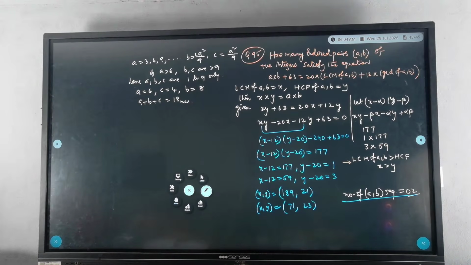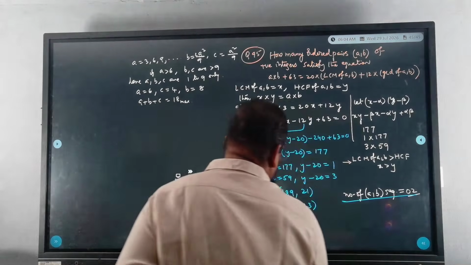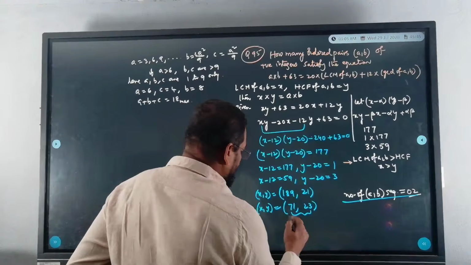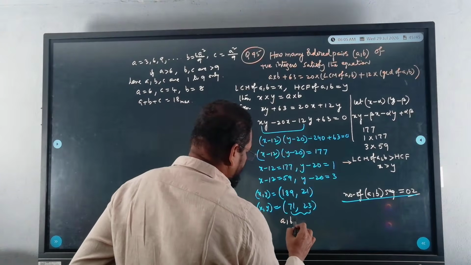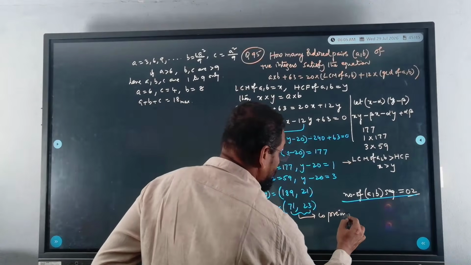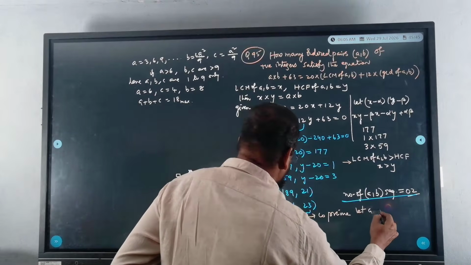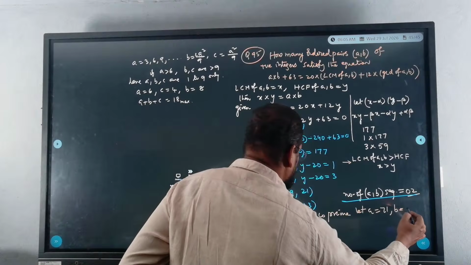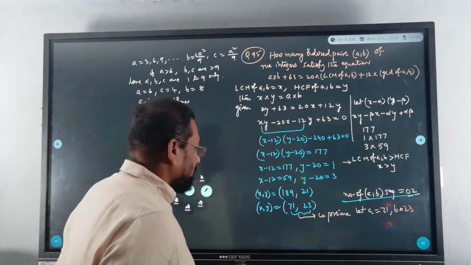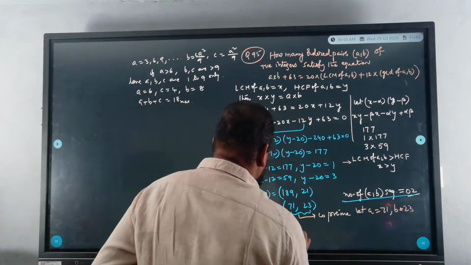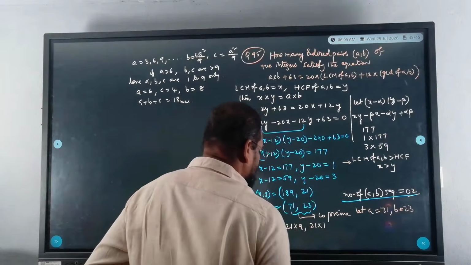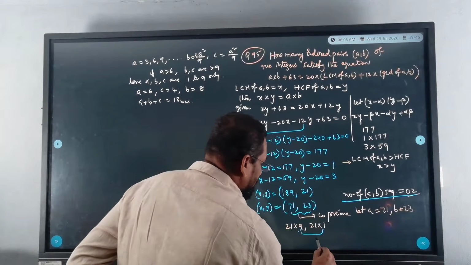Okay, we found the HCF and LCM. See, in this case, we can find only one pair. HCF and LCM is one pair only, A comma B. Here, these two are co-prime. So let A is equal to 71, B is equal to 23. Now come to here. This is 21 into 9, 21 into 1. Here 9 and 1 are co-prime.